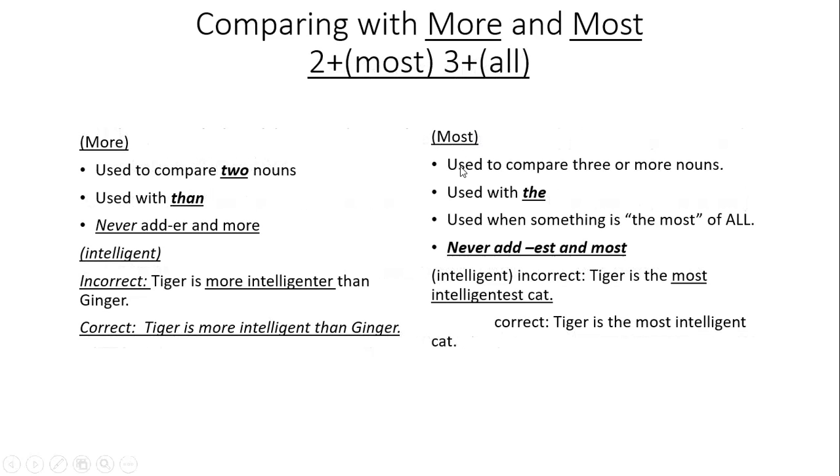So let's go to most. Most, we're going to use to compare three or more nouns. You're going to see the word the in the sentence as well. When you're writing sentences, you're going to use the with the superlative form, and use it when something is the most of all. That sounds familiar because we already covered that. And here, never add the suffix est and most in the same sentence. So it would be incorrect to say Tiger is the most intelligentest cat. Most and est are showing the same form, which is a superlative. Intelligent is a long adjective, which means that we should say Tiger is the most intelligent cat. So we add most and then intelligent, and that would be the correct way to say it or write it.